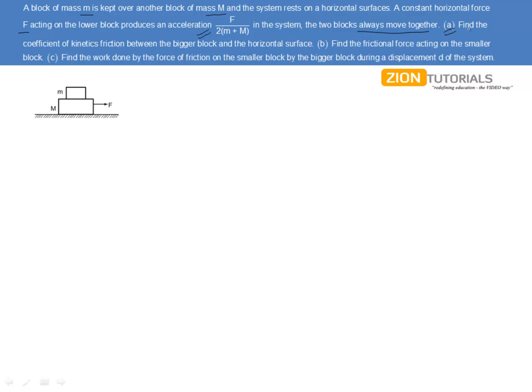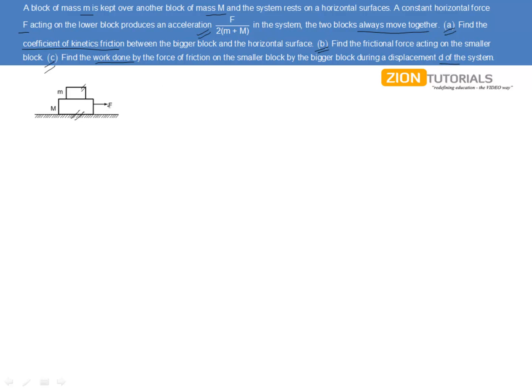Now the A part is to find the coefficient of kinetic friction between the bigger block and the horizontal surface, that is this surface. B, find the frictional force acting on the smaller block, that is over this block. And the C part is to find the work done by the force of friction on the smaller block, that is work done by the bigger block during a displacement d of the system.